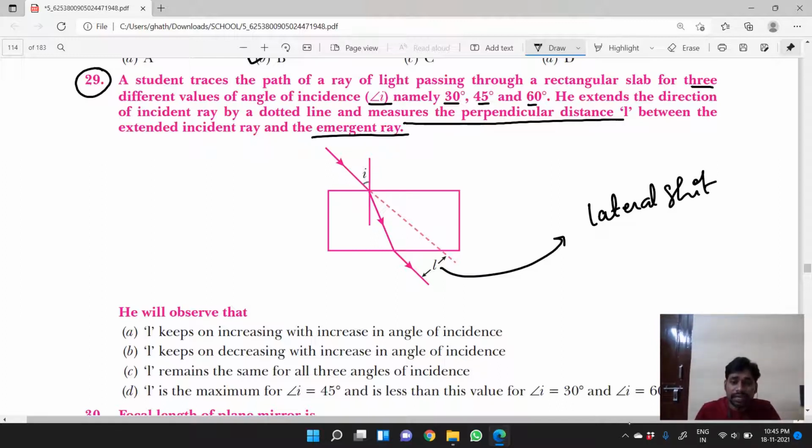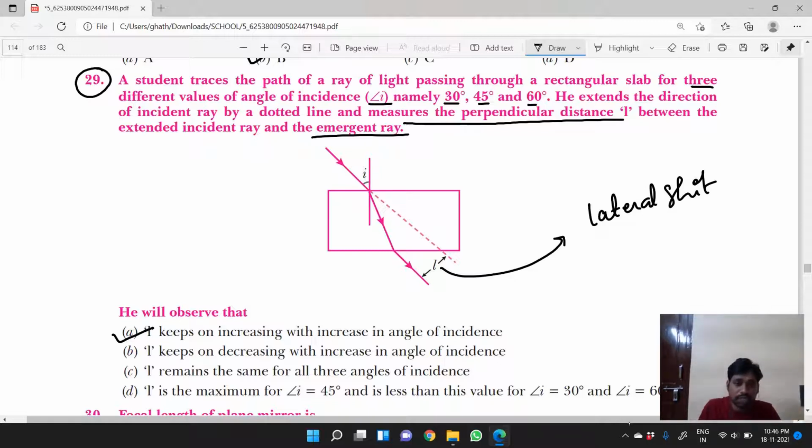So as angle of incident increases, sorry, the lateral displacement also increases because the lateral displacement depends upon the angle of incident. L keeps on increasing with angle of incidence. So answer is nothing but A is correct.